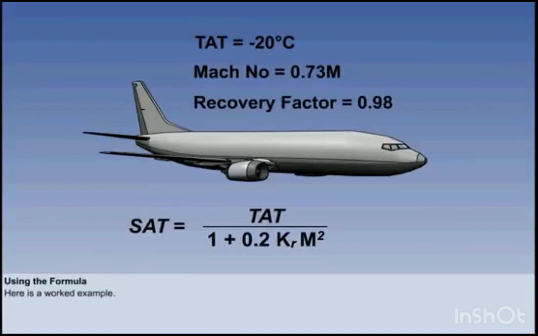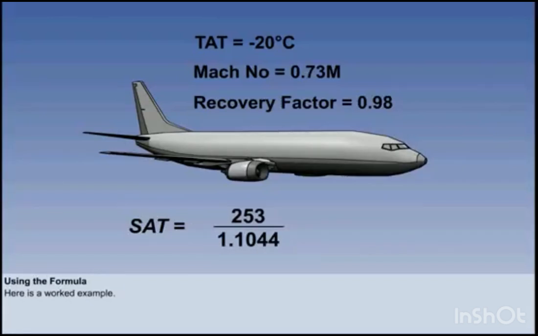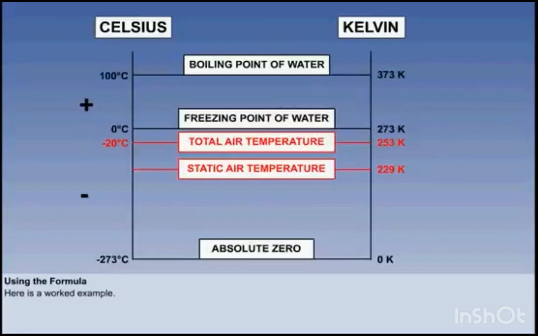Now we substitute into the formula. The TAT is 253. Kr is 0.98. The Mach number is 0.73. If you get your calculator out and do the sums, you'll find that this works out as 253 divided by 1.1044, which is 229. So the static air temperature is 229 kelvins, or degrees absolute. This is the same as minus 44 degrees Celsius.